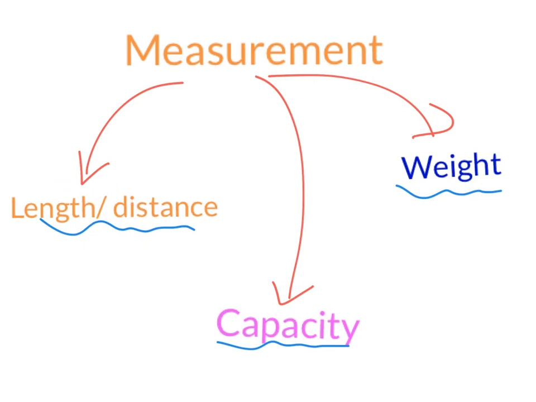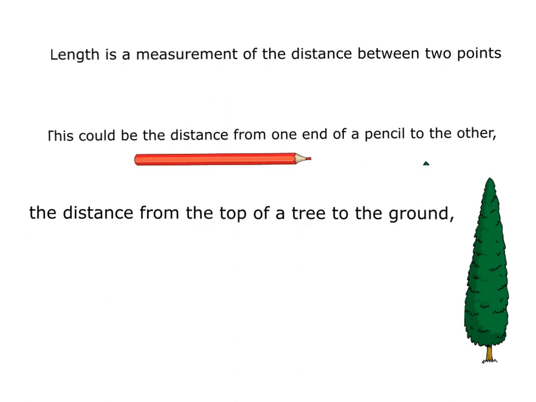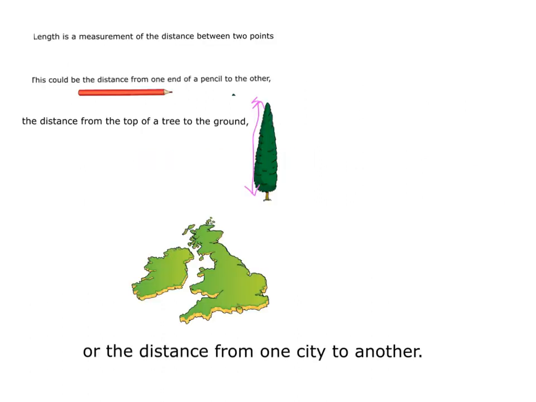I'm going to start with length and distance. Length is the measurement of the distance between 2 points. So that could be finding the distance or the length of something small, like this pencil. We could be also asked to find the distance from the top of the tree down as far as the ground. Or sometimes we can talk about distance when we're talking about very large distances, maybe from one city to another. So say if we wanted to find out what was the distance between Dublin, Ireland and London in England.